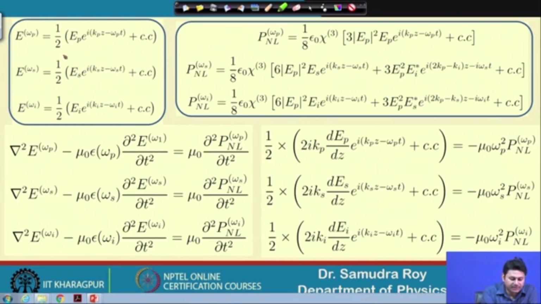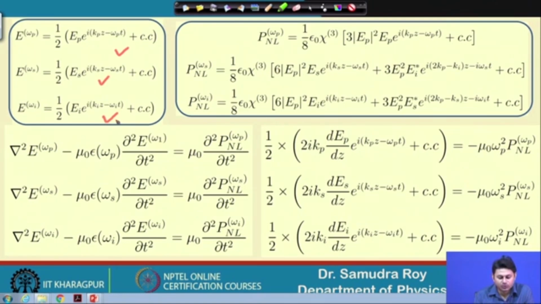First, I have written the definition of our electric fields, that EP is defined by half EP e to the power i(kp z minus omega t) plus complex conjugate. In a similar way, I write E omega s and Ei. This is the definition of the electric field that we have been using several times. So, E omega p, E omega s and E omega i are known.